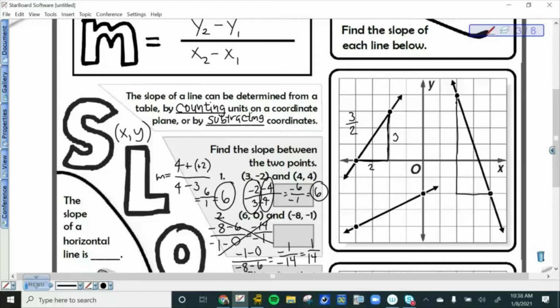What does that simplify to? Remember, we need to write our slope in simplest form. Negative 3.